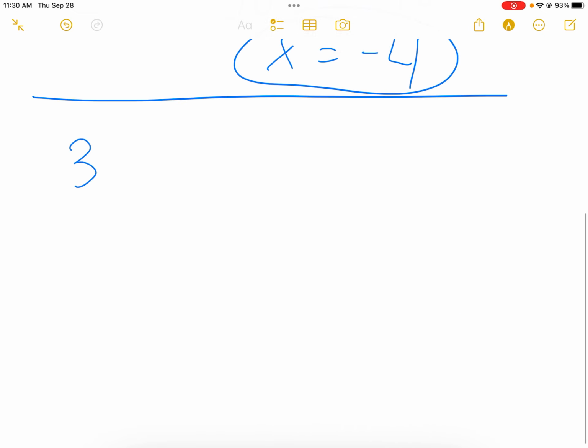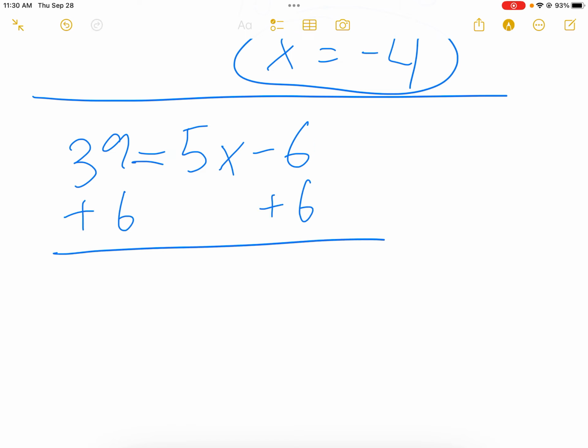Let's do 39 equals 5x minus 6. I've got a negative 6 on this side here, and remember the side with the x, I'm always going to be getting rid of the stuff that's going with the x. So I'm going to add 6 on both sides to cancel out the minus 6. That gives me 0. All I'm left with is 5x equals 45.